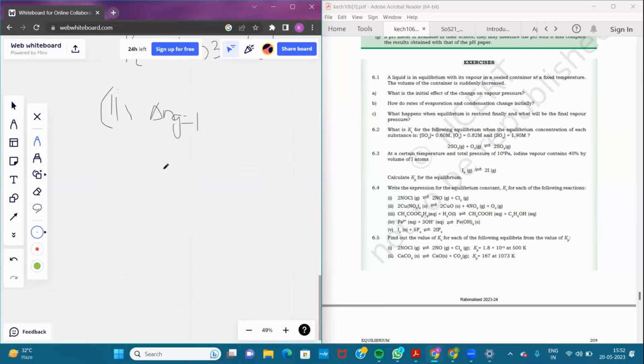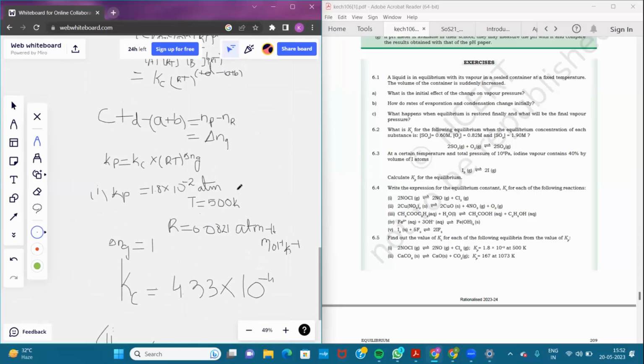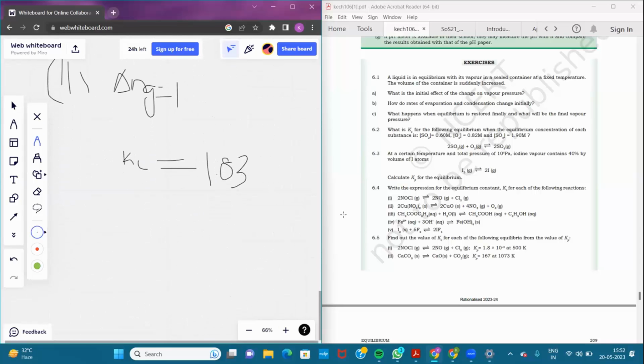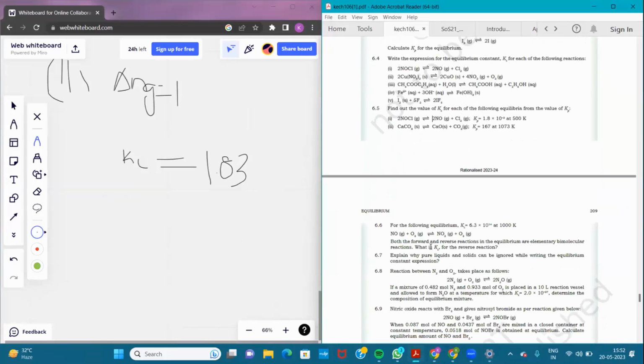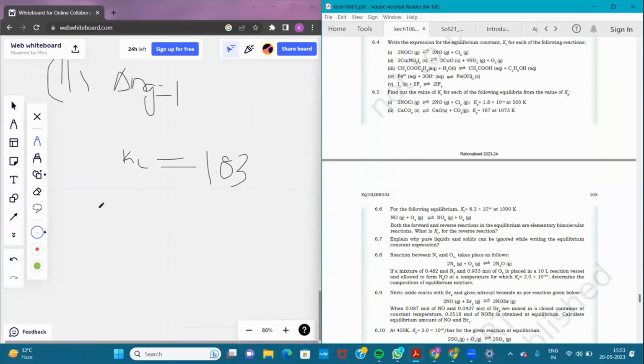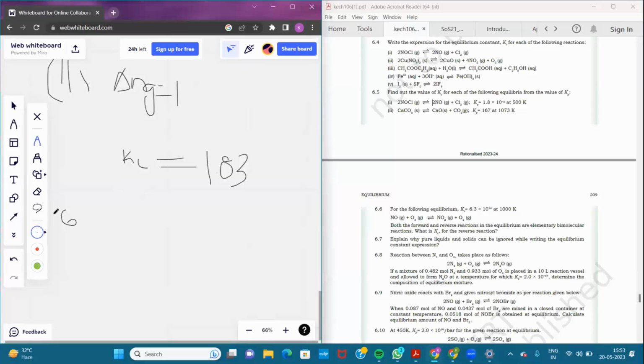By substituting those values, we'll get Kc as 1.87. Here the temperature is different, so please do take care of that. We need to mention the temperature as given in the question. So the fifth question is completed. We'll proceed to the next question, the sixth question.